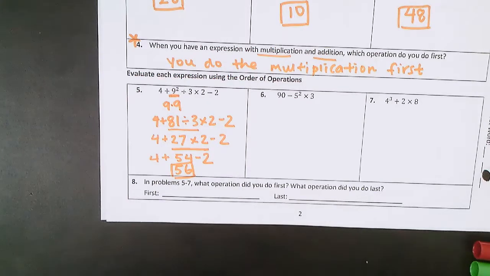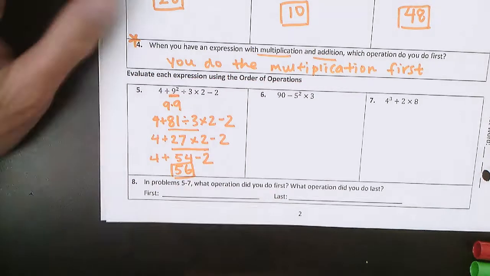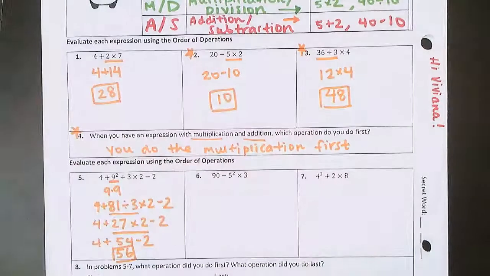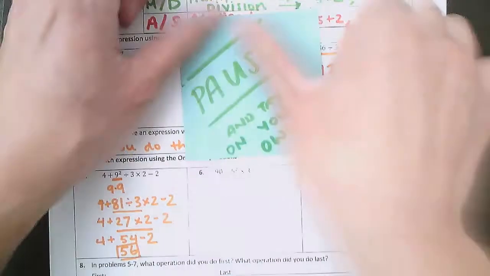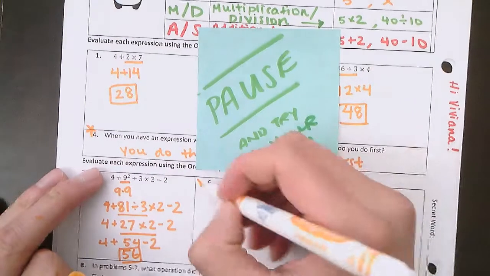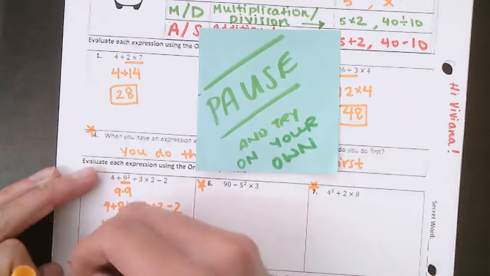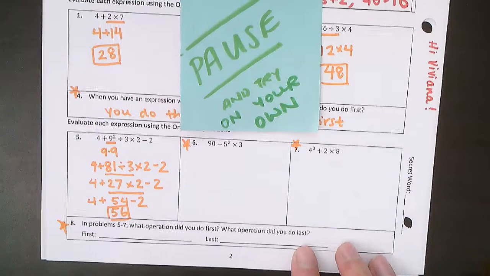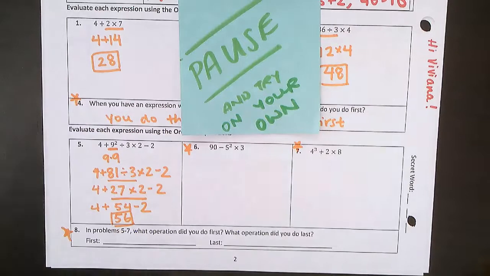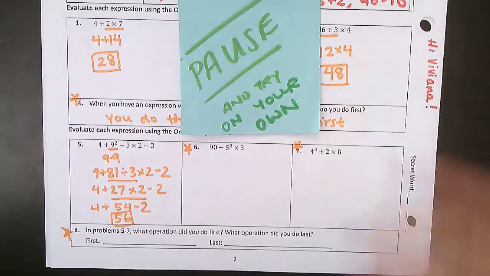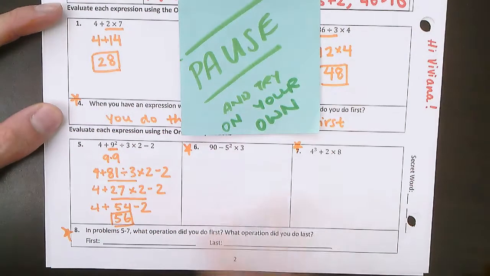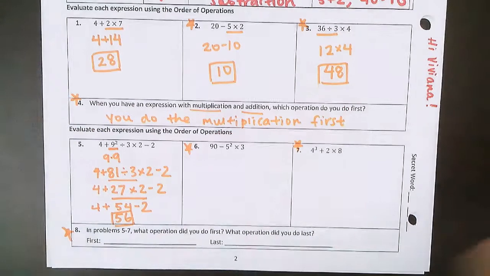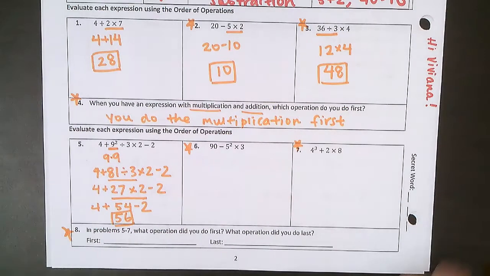Okay. Now that you've done this one on your own, we're going to pause, and I'm going to have you do number 6, number 7, and number 8 on your own. So pause and do 6, 7, and 8 on your own. Do that now. And now you are continuing the video to check your work after you did these 3. Because if you're just copying me, you're not really learning.